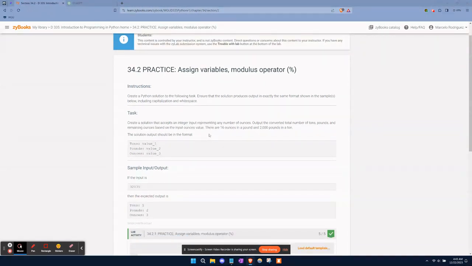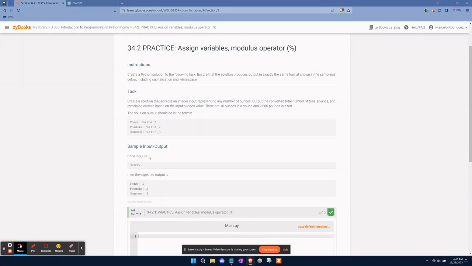This one is asking us to create a solution in Python that accepts an integer input representing any number of ounces. We want to output the converted total number of tons, pounds, and remaining ounces based on what the input ounces is. And it tells us very important information. There are 16 ounces in a pound and 2,000 pounds in a ton. The format of the solution should be like this. It's going to ask us to put a string or text value of tons, colon, space, and then value 1 will be a variable, and then it does the next for pounds and ounces.